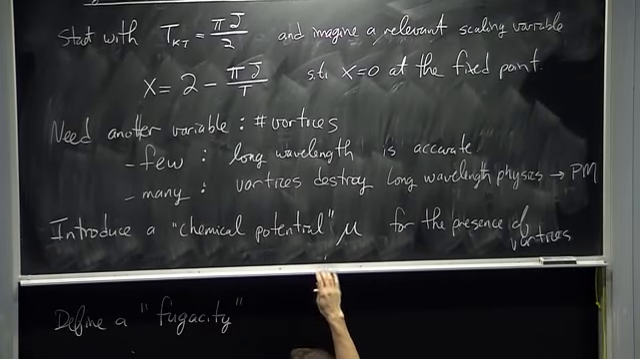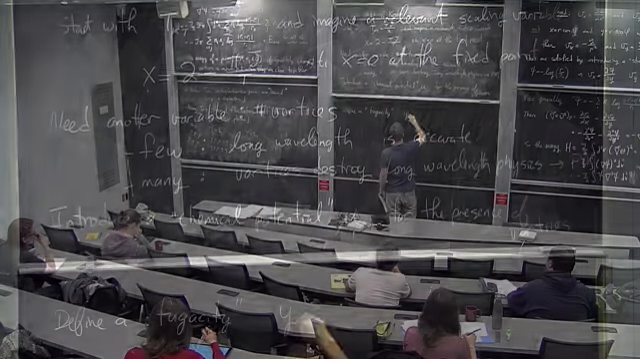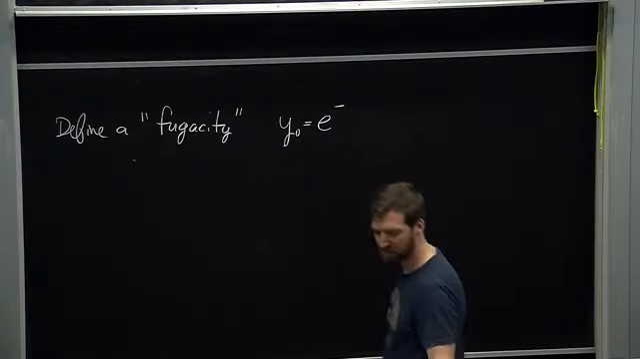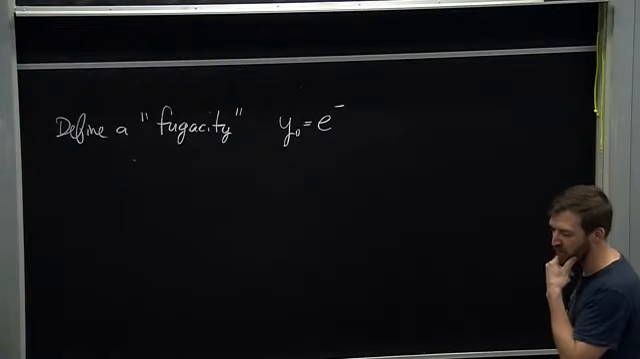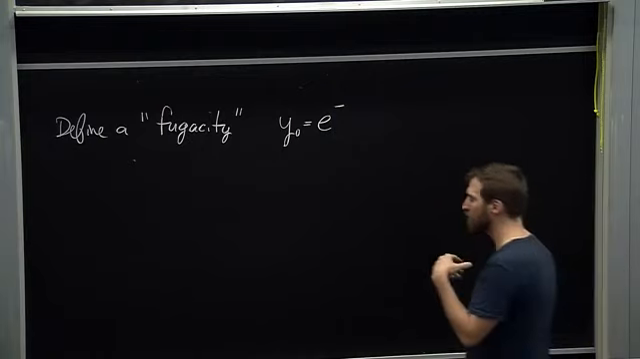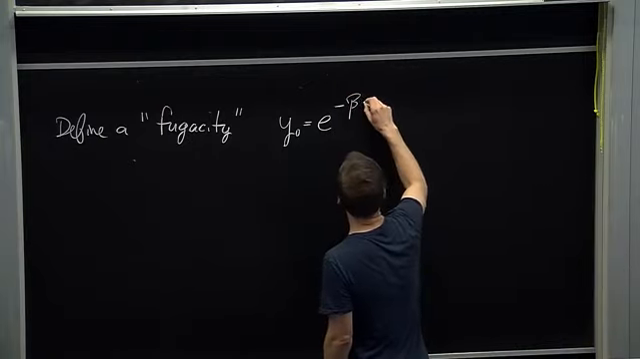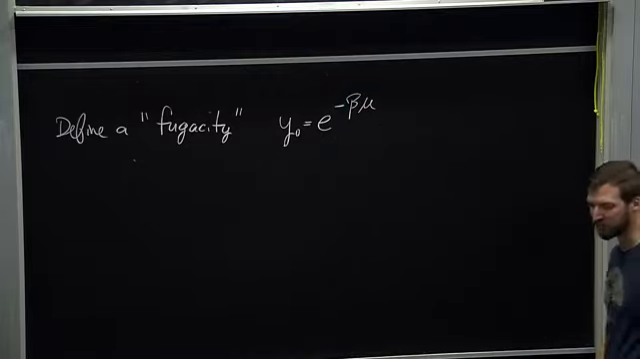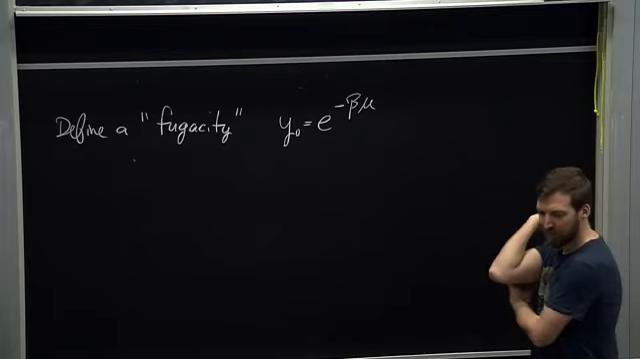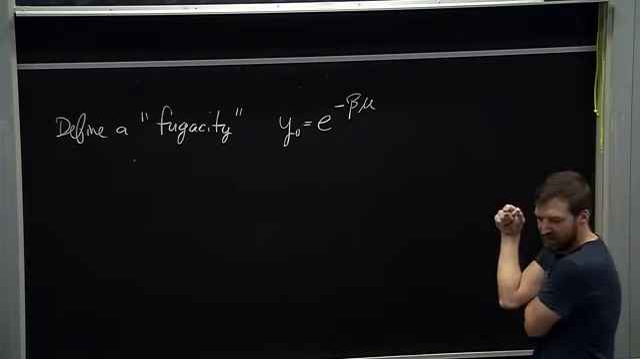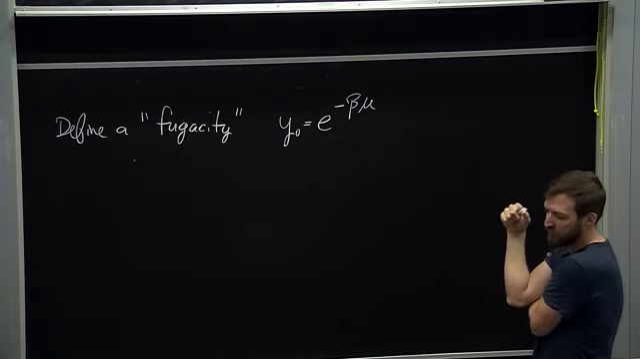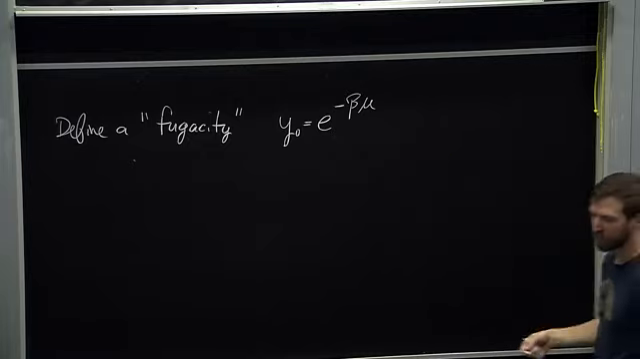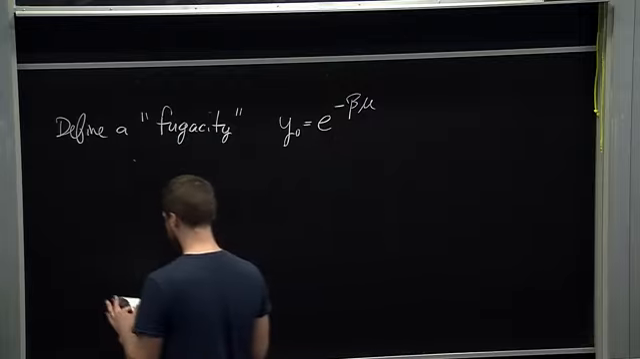Okay, so I'm going to call it y. Why not? e to the minus beta mu. I don't know what sign, depends on your chemical potential. So small fugacity, if I have this sign, is large mu. And large mu means large chemical potential, so large number of vortices.